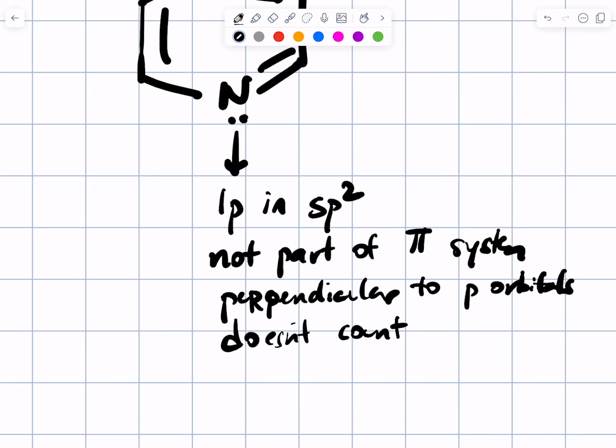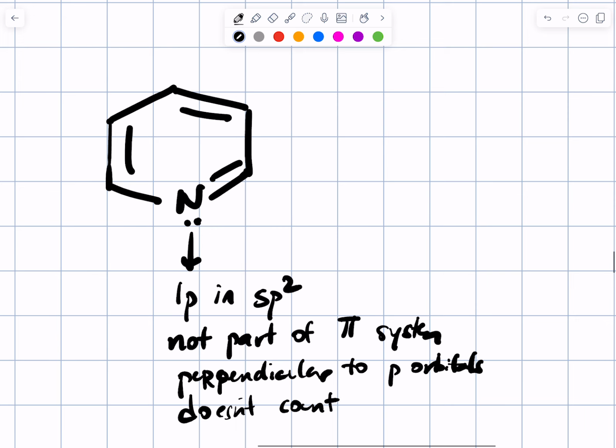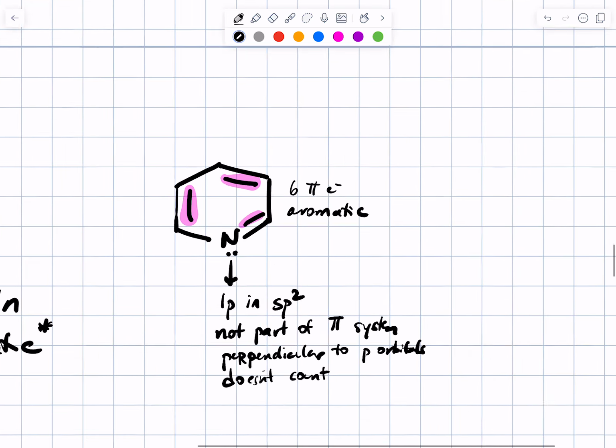You're going to have to do that analysis with each lone pair on a nitrogen or oxygen to determine, does that lone pair count or not? Is it in the pi system or is it not? For pyridine, the molecule we've just drawn, 2, 4, 6, we don't count the lone pair. We've got 6 pi electrons, so yes, indeed, this is aromatic.